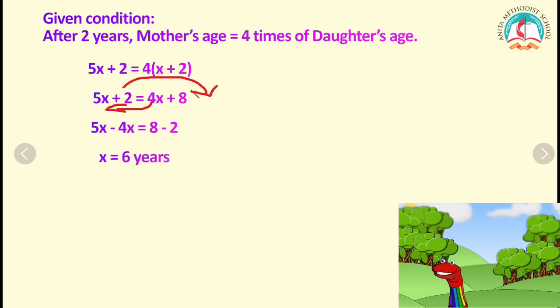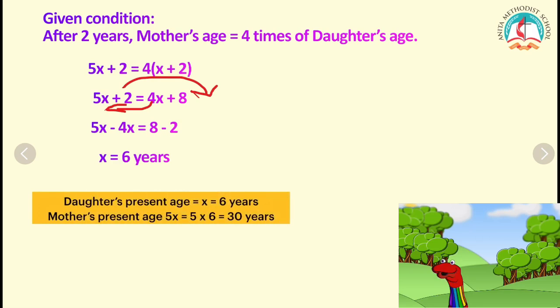Now the question asks you to find the present age. The daughter's present age you have taken as x. Therefore x is equal to 6 years. And the mother's present age will be 5x. 5 sixes are 30 years. Clear, all of you children?